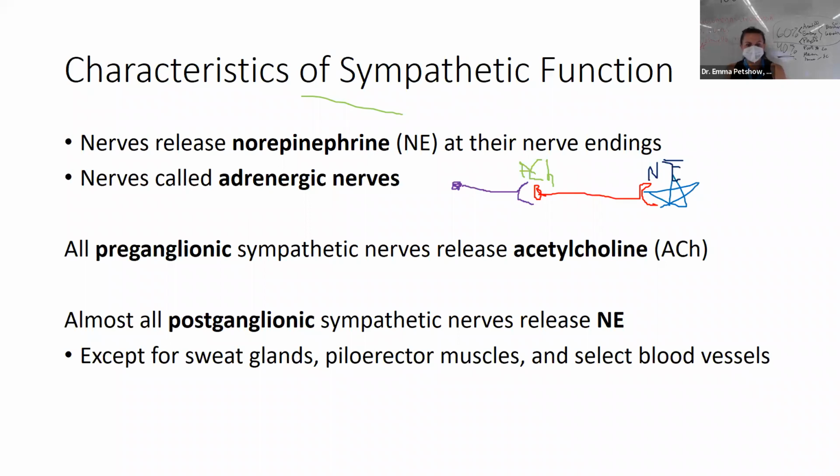So in the sympathetic nervous system, almost all postganglionic sympathetic nerves release norepinephrine. The ones that don't are sweat glands, piloerector muscles, and certain blood vessels. But when in doubt, I would say if you're studying, sympathetic nervous system releases norepinephrine. That's your neurotransmitter of choice.